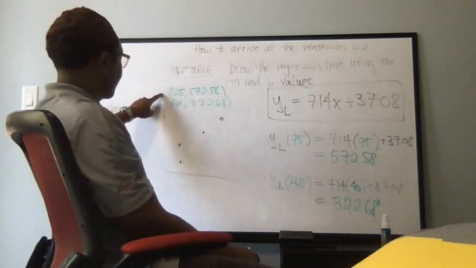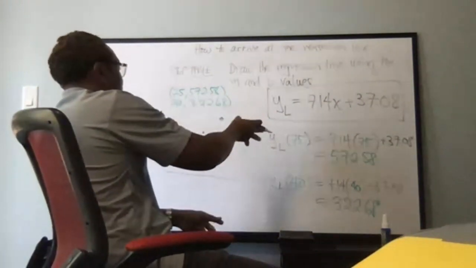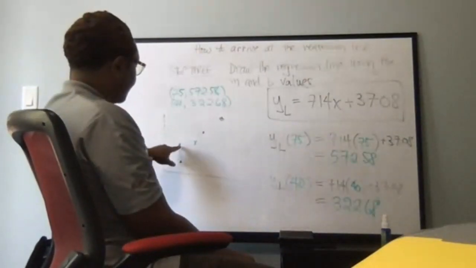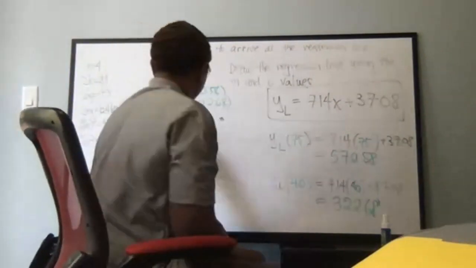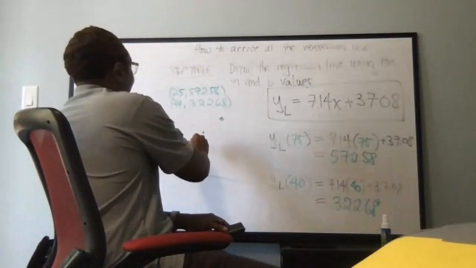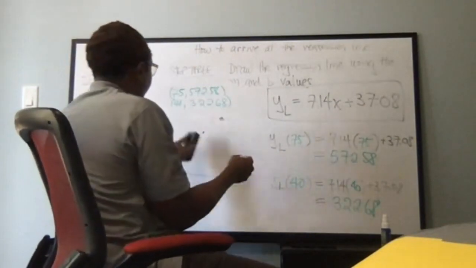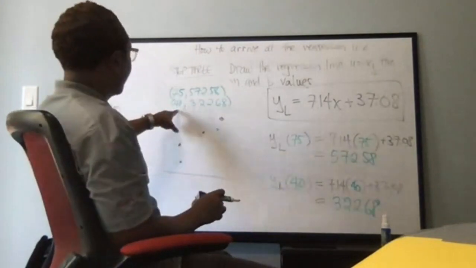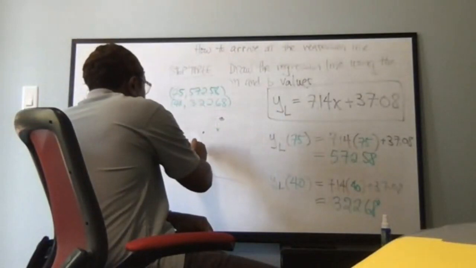Plot this point and make it like a green X or whatever other color you're using. Plot it as an X, which differentiates it from the actual data points. So you go over 75 and up 572. Mine's not drawn to scale. Let's just say mine is right here or something. Then plot 40, comma 322.68. Maybe it's right here.